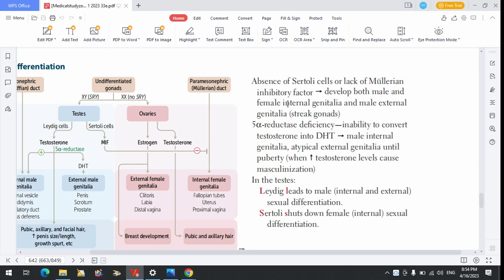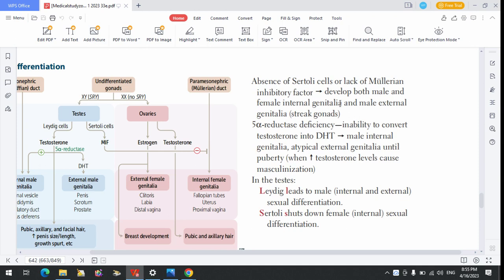Because you don't expect a female to have Sertoli cells. So Sertoli cell absence is normal in females. Do you guys get it? So if you have absence of Sertoli cell, that means we are looking at the problem in a male. So the formation of the male system is not complete. This person is supposed to be a male because there's the SRY gene already. But Sertoli cells are not available to cause the complete male differentiation. But the Leydig cells are there.